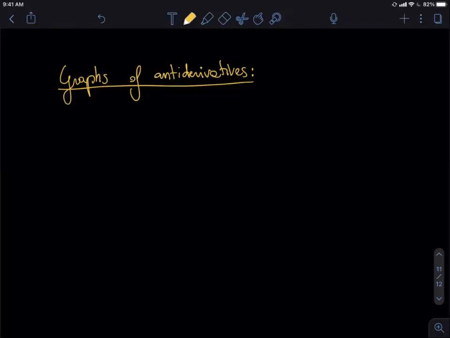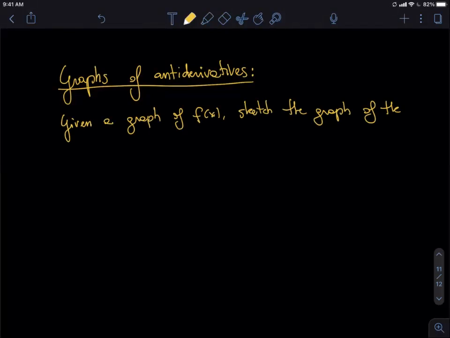Let's do some graphs of antiderivatives. Here, what we want to do is, given a graph of a function f of x, sketch the antiderivative, the graph of the antiderivative capital F of x equals antiderivative of lowercase f of x.